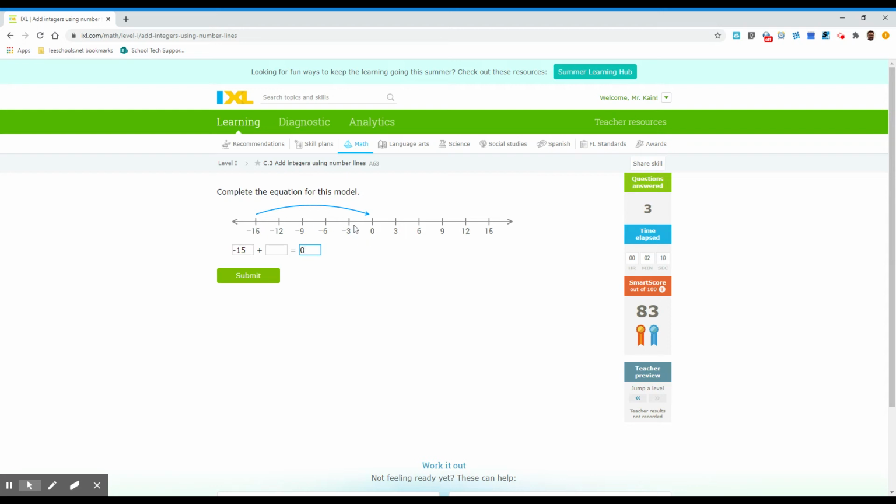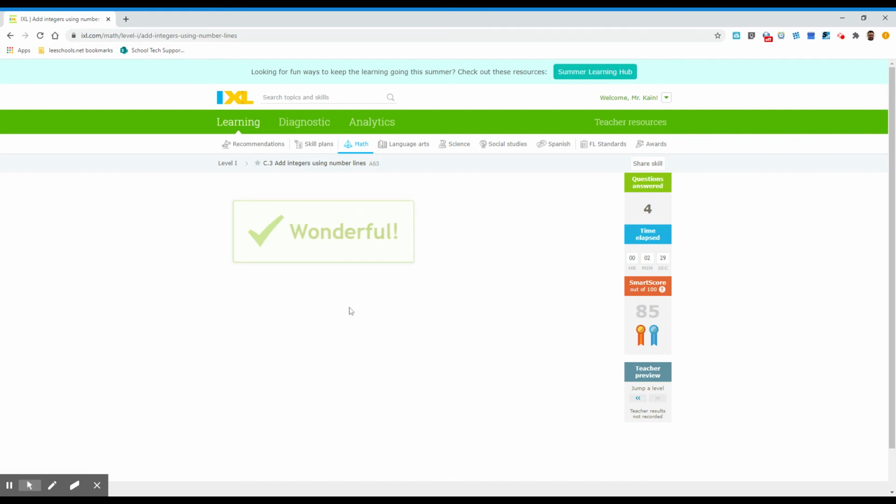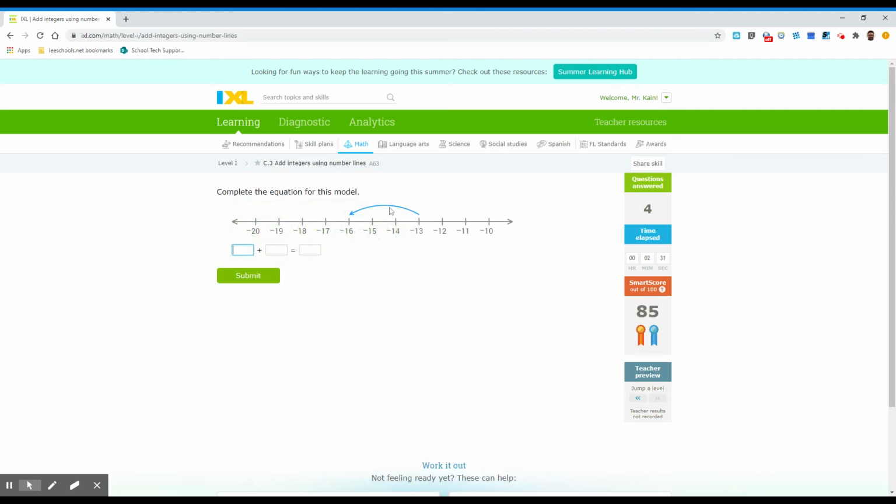So we have to figure out what's the distance between here. How much is it? How much are we adding? It looks like we're counting by threes. Okay, so 3, 6, 9, 12, 15, goes up 15. And let's see if this makes sense. -15 plus 15 does equal 0. That's a good way to do it. You want to check yourself at the end.